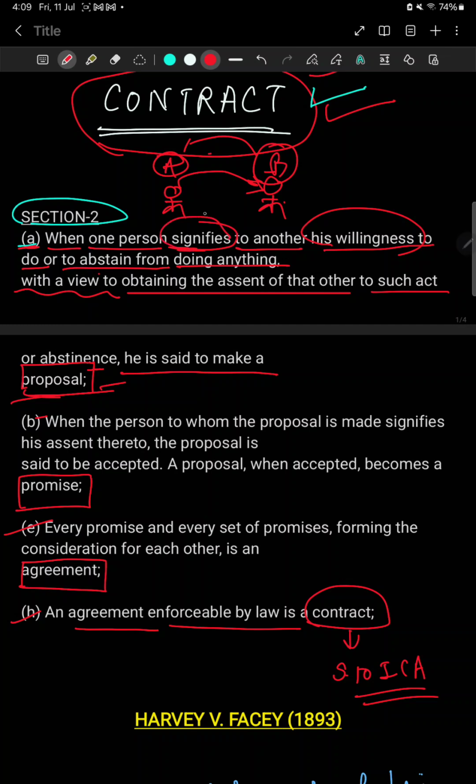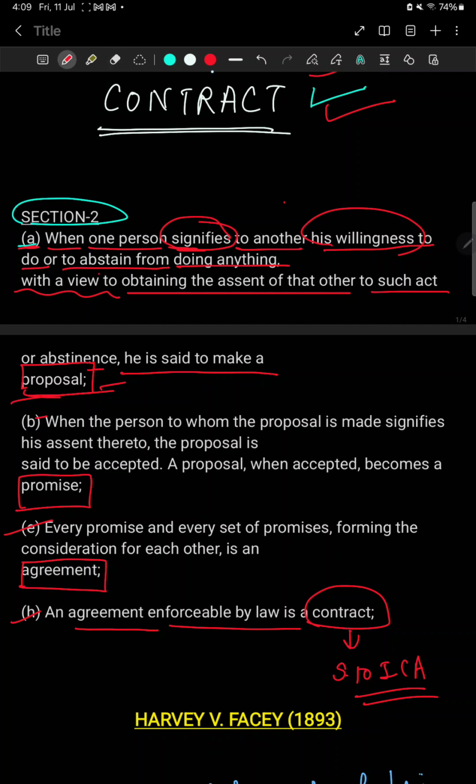One is signifies, that there must be a communication between the two parties. A must signify to B that he is interested or he is willing to do something for B, and such communication must be made with a view to obtain the assent of that other. When A is signifying to B his willingness to do or not to do something, then that must be with an intention to obtain the assent of the other, right? That is when he is said to make a proposal. On the point of signification, we have already covered the case of Lalman Shukla versus Goridat in the last lecture, and today the point is of this willingness. Today the point is this, with a view to obtain the assent of other. This is our point, right?